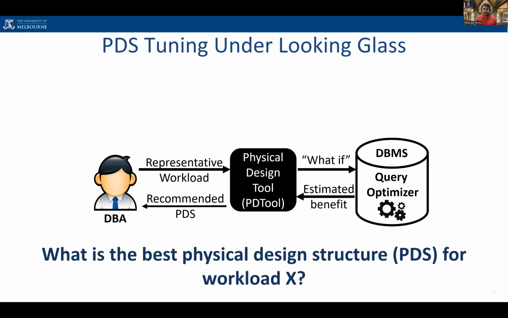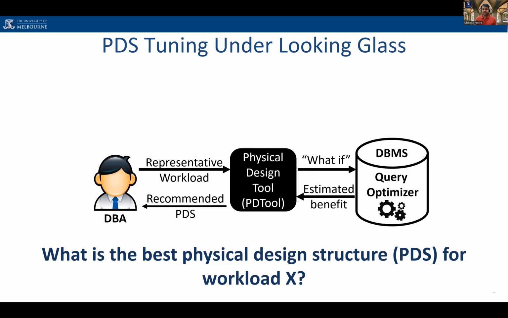In very simple terms, physical design tools try to answer the question of what is the best physical database design for a given workload. And the design tools have to consider some physical constraints, like memory limits, when answering this question. If you take a closer look at the PDS tuning process in practice, normally a DBA provides a representative workload for the physical design tool, which I will refer to as PD tool. And the PD tool will answer with a recommended set of physical design structures. In short, we call it a PDS configuration.